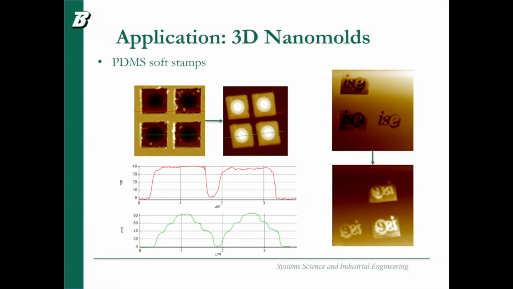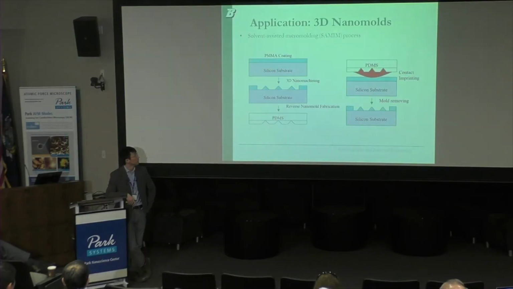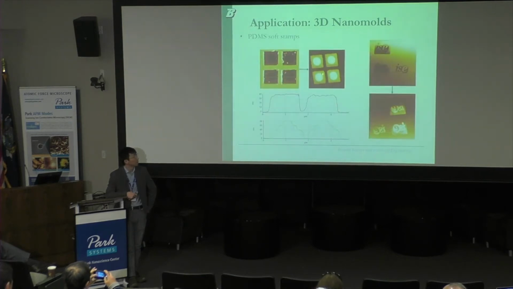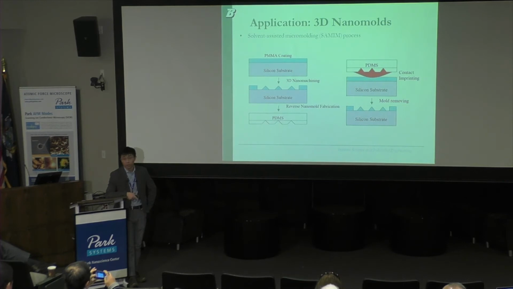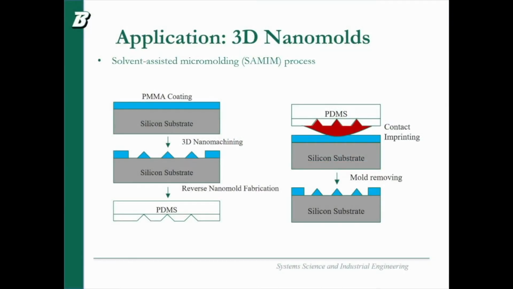Then you can see we did some more patterns with different depths, and after the molding process, it duplicates those pretty well. Those are the reverse molds fabrication. After that, we tried some soft lithography processes, because after fabricating the molds, we are trying to get the same geometry out of the reverse mold. We have many soft lithography techniques, and we are trying to combine those techniques with these 3D nanomolds.